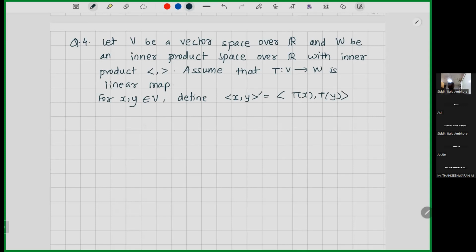So V is a vector space and W is an inner product space. So W has an inner product with it. And they are saying that we have to assume that T is a linear transformation from V to W. So W has an inner product, and now they are defining this new map ⟨x, y⟩', which is equal to the inner product of Tx and Ty, which is this inner product in W, which is already given to us. Okay, so now we have to check the box, check whether the following statements are true or not.